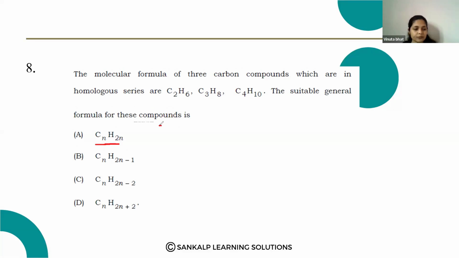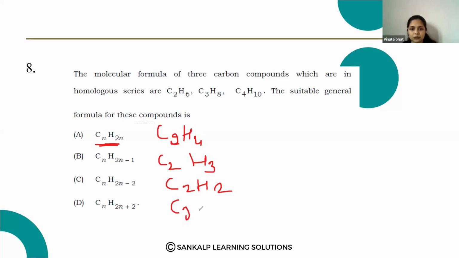I will check with C2H4. If you apply the CnH2n formula, C2 gives C2H4. For C3, that is not correct. For C4, it is also not correct. Now check the last one: 2 into 2, 4, plus 2, 6, C2H6. So this one is the correct one.